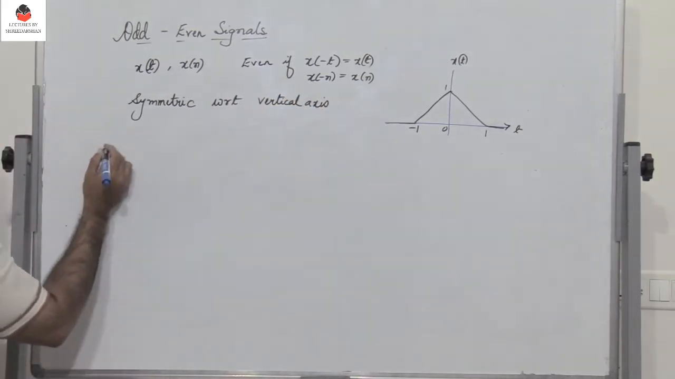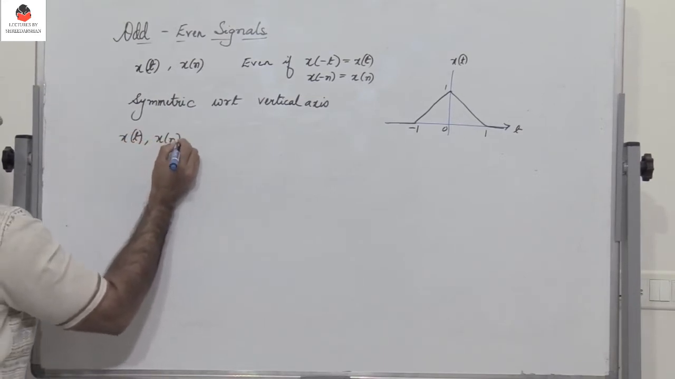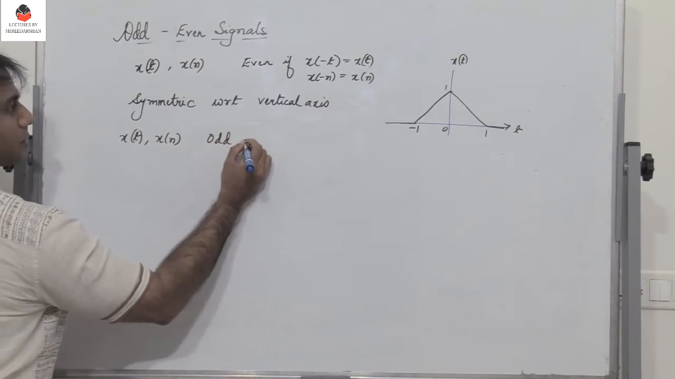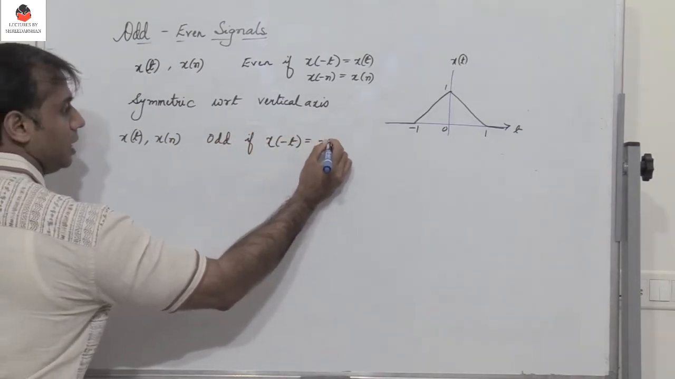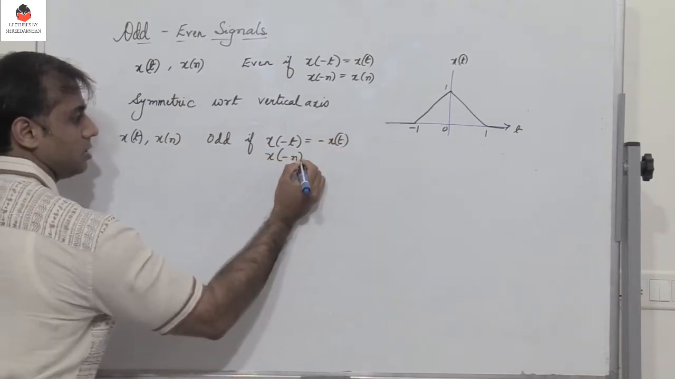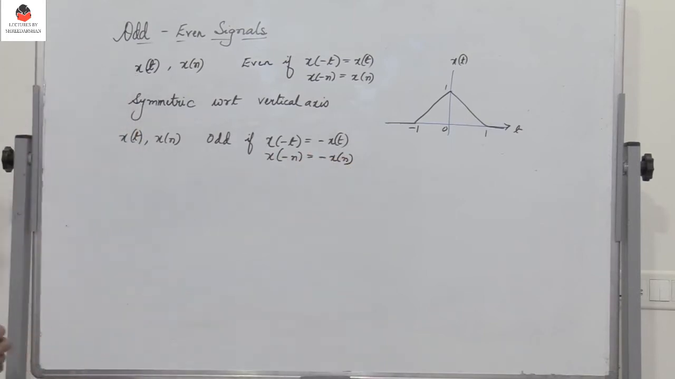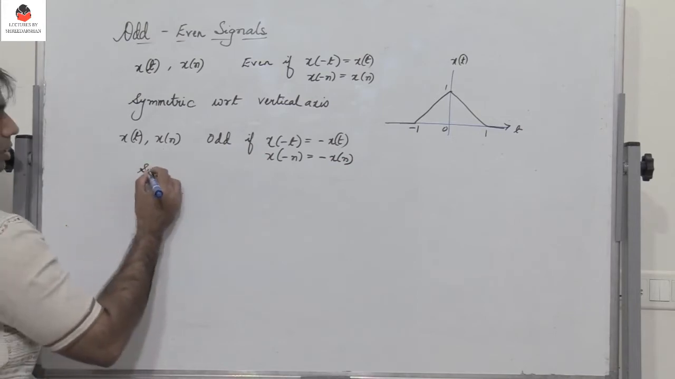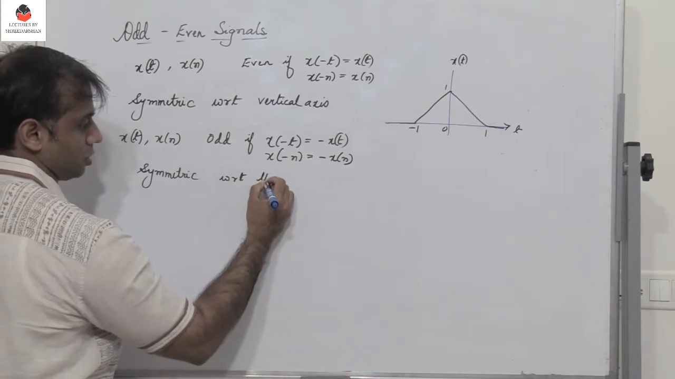Now let's consider an odd signal. The given signal x of t or x of n is said to be odd if x of minus t is equal to minus x of t and x of minus n is equal to minus x of n. Now what does this mean? This means the given signal would be symmetric with respect to the origin.